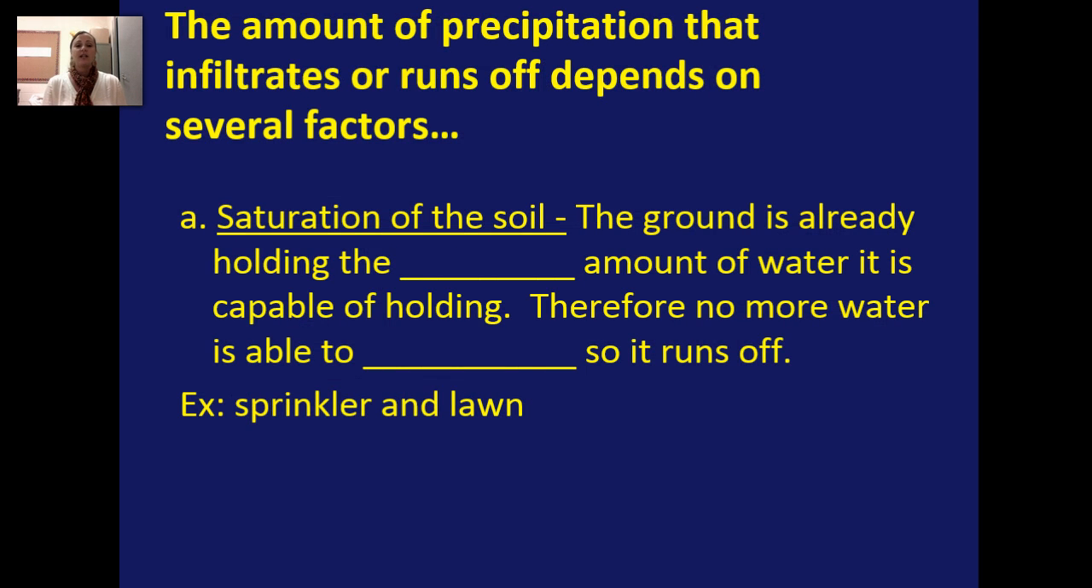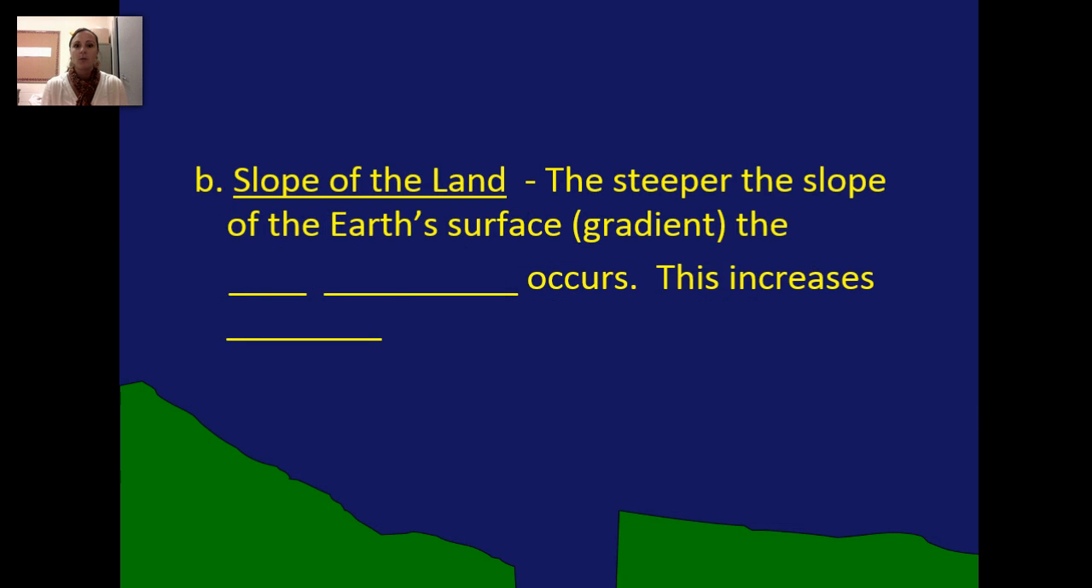The amount of precipitation that infiltrates or runs off will also depend on several factors. If the soil is already saturated and holding the maximum amount of water that it can hold, there will not be any infiltration occurring. Water can't go into it anymore. It's already filled to capacity. We call that saturated. Example, the sprinkler on the lawn. If you have a lawn and you've seen the sprinkler on for way too long, you'll start to see puddles forming, and that's called saturation of the soil. Once it's already filled to capacity, it won't seep in anymore.